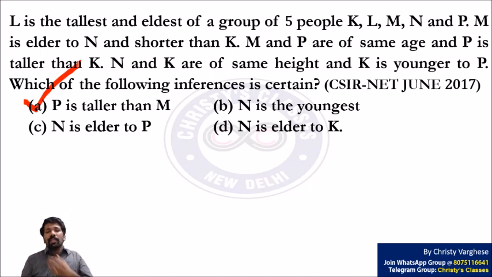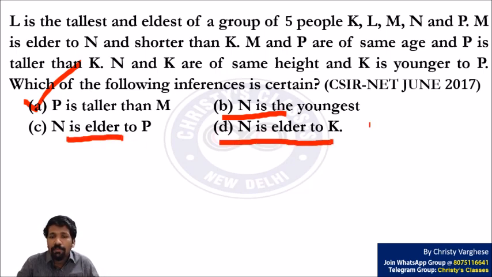So we will discuss a little bit more about options B, C and D. B, C and D are all talking about age. Age of N. N compared to P or K, or whether N is the youngest or not. About age, we will analyze separately. Now forget about the height, only age we are concerned about.